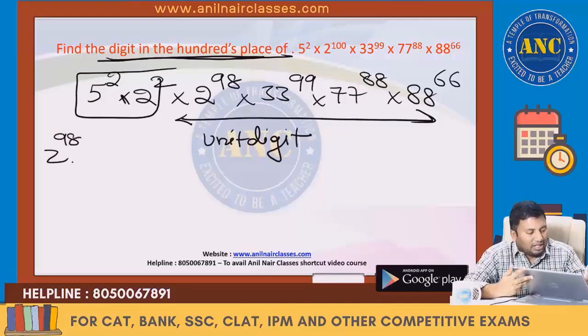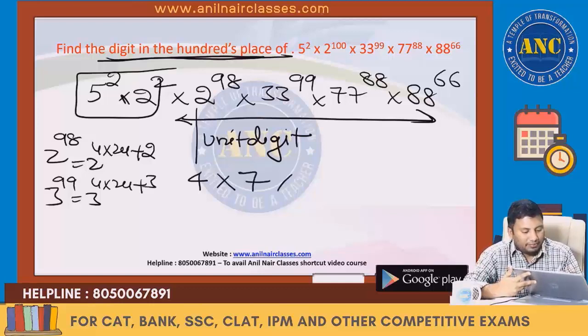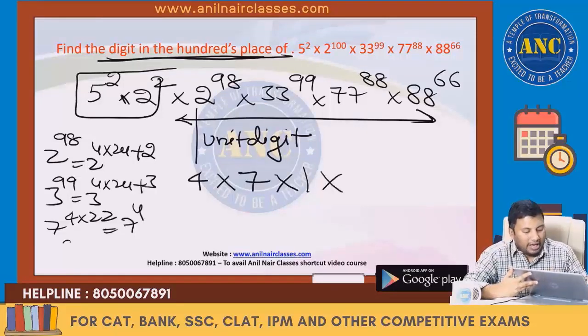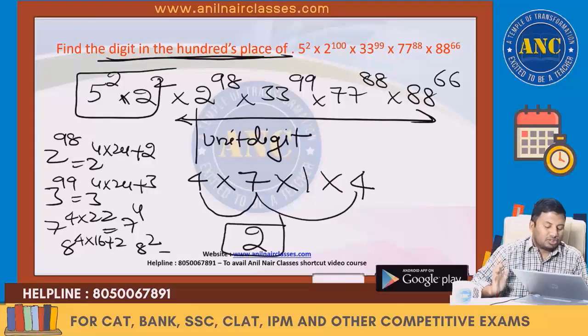2 power 98 is 2 power 4 into 24 plus 2, so here it is 4. 3 power 99 is 4 into 24 plus 3, and this is 7. 7 power 88 is 7 power 4k, 7 power 4, which is 1. 8 power 66 is 4 into 16 plus 2. 8 square is 64, which is 4. 4 7s are 28, 8. 8 4s are 32. The unit digit for this question is 2.